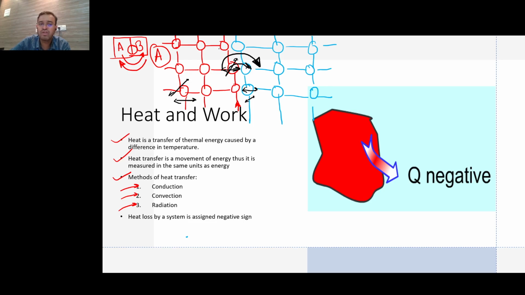So some of the kinetic energy is actually physically being transferred from A to B, and this transfer is nothing but the transfer of internal energy from A to B. And this transfer of internal energy, by virtue of the temperature difference, is nothing but what we term as heat transfer.